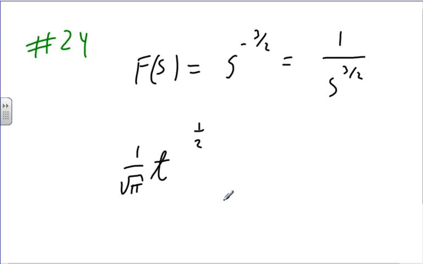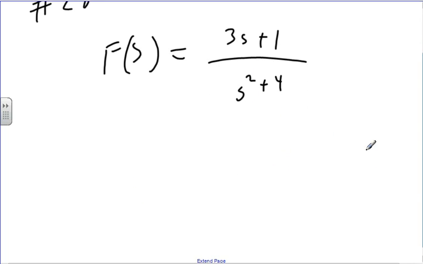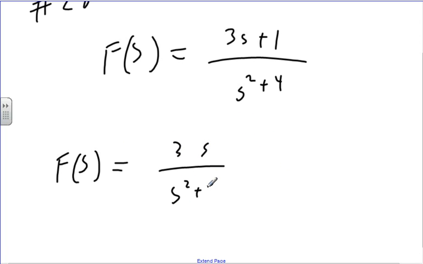26 is too easy. That's just e to the minus 5t. 28. F of s is 3s plus 1 over s squared plus 4. Well, can we factor the bottom? No. If we could factor the bottom, then we could do partial fractions. We can't factor the problem. But we can say 3s over s squared plus 4 plus 1 over s squared plus 4, right?